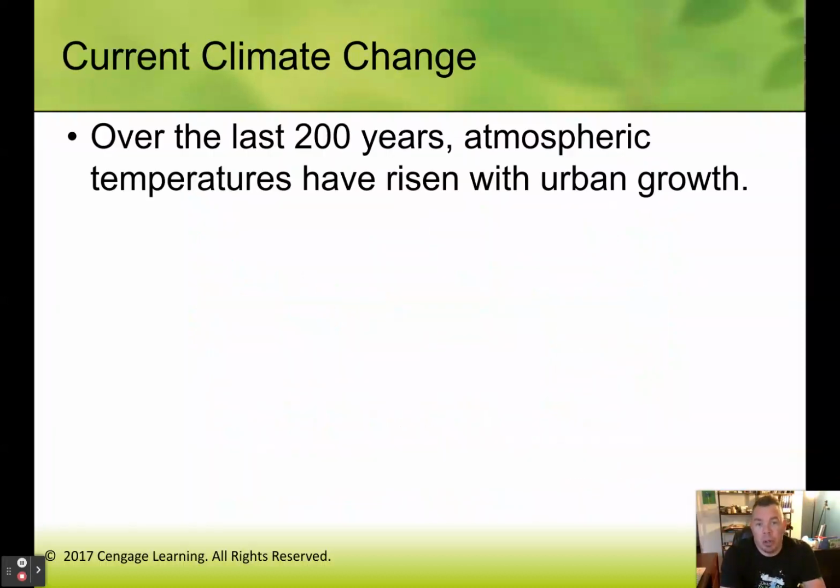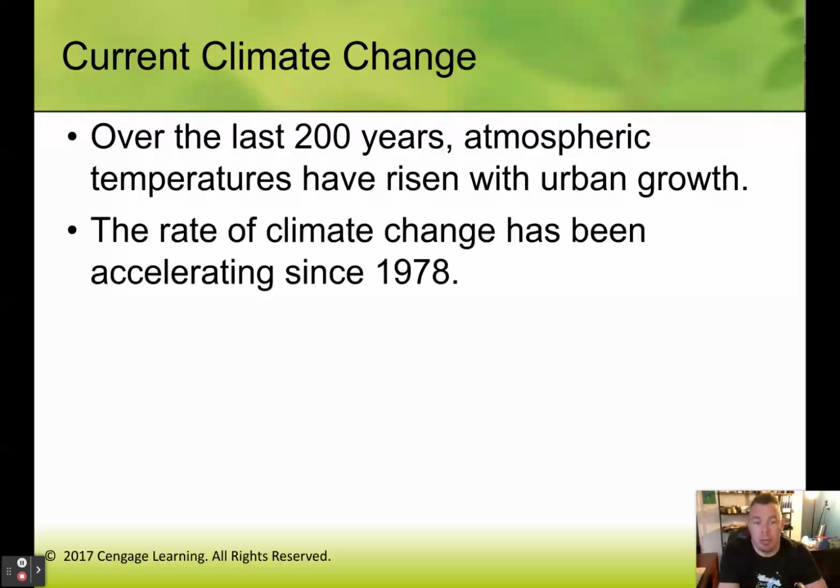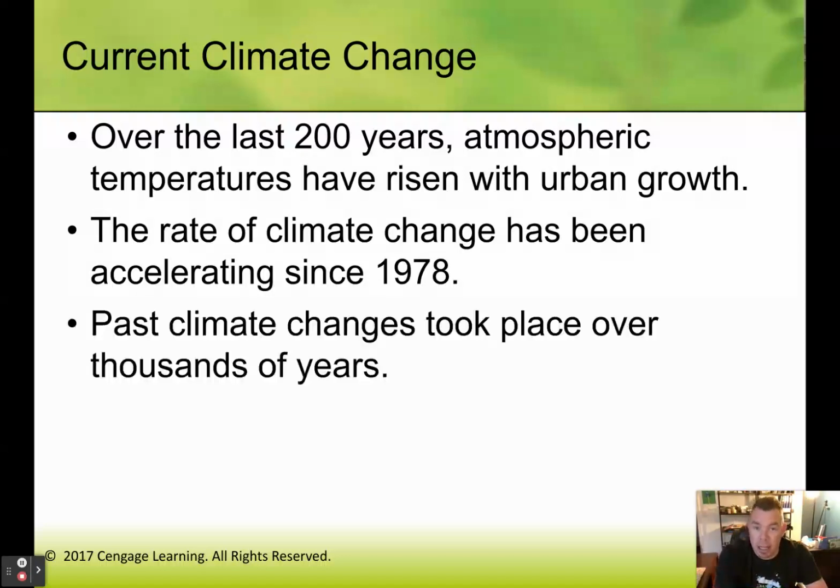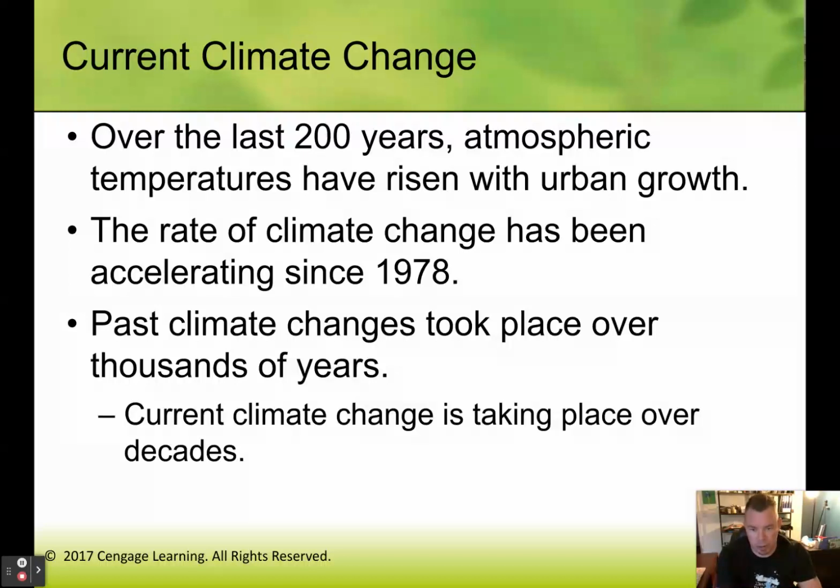All right. So atmospheric temperatures have risen right along with population growth. And we've talked about that a bunch of times. Population growth is the root of a lot of the environmental science problems. Okay, the rate of climate change has been accelerating since the late 70s. Okay, past climate change took thousands of years to do. So basically, nature is slow, evolution is slow. Species could evolve as the climate was changing. But since we're changing the climate so fast, it's hard for nature to keep up, or almost impossible for nature to keep up. Okay, current climate change, like I said, is taking place over the last couple of decades.